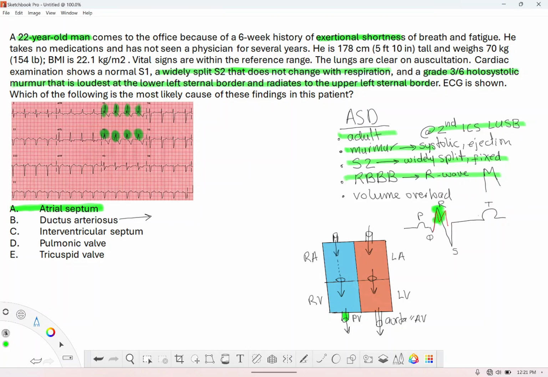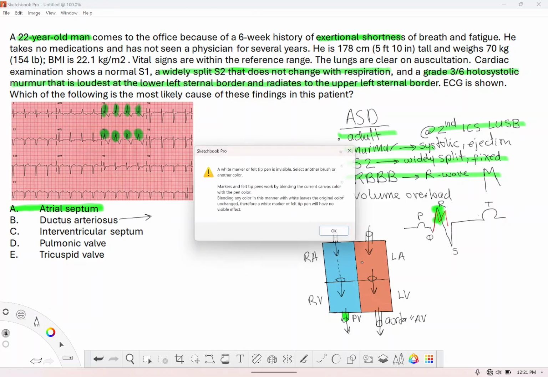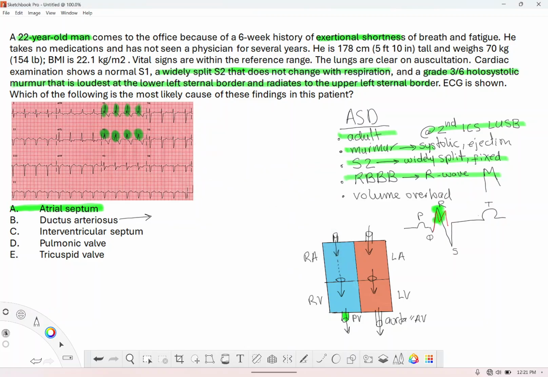But now let's say there is a hole in the heart, and this hole is between the two atria, between the left and right atria. There you go. So there's the hole between the two atria.